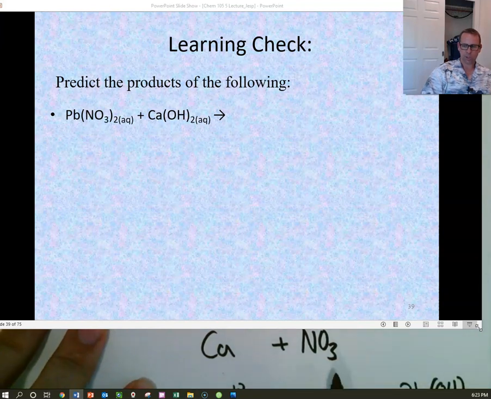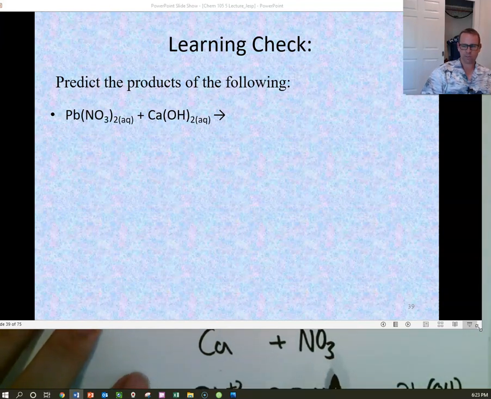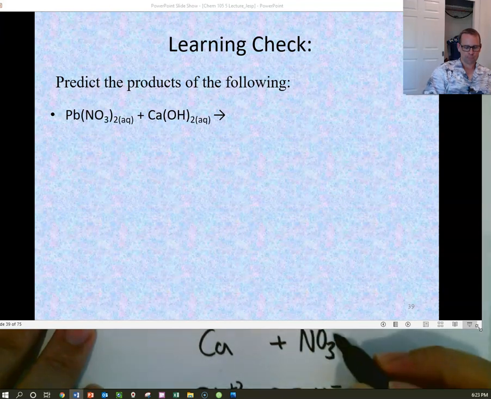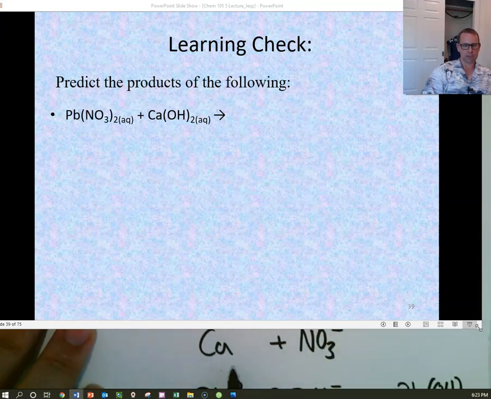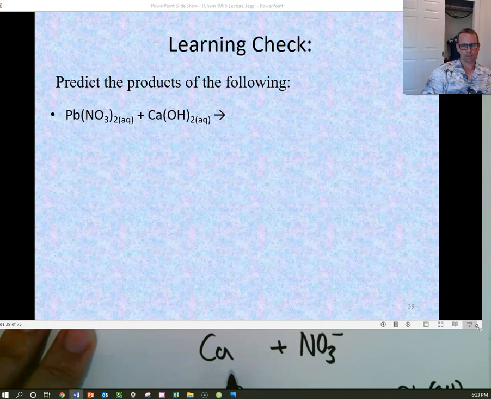Do you remember the charge on the nitrate? I have to look it up. It's negative 1. Very good. What's the charge on the calcium ion? Calcium is a plus 2. Very good.